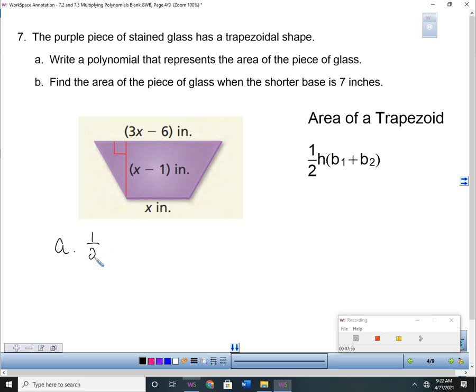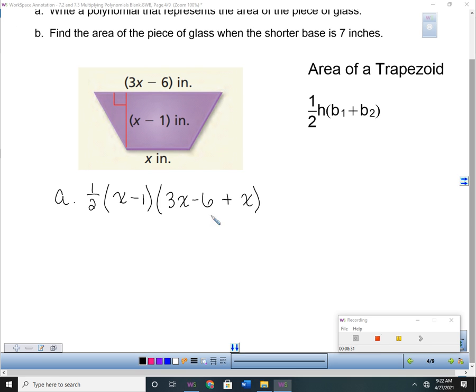It is 1/2 times your height, which they told you right here, this is your height from top to bottom, is x minus 1. So that's our height. And then you have another parenthesis here. Now, I had to put parentheses here because there were 2 terms inside of that. All right, and then you're going to take your first base and add it to your second base. So base 1, 3x minus 6, plus the other base, which is x.